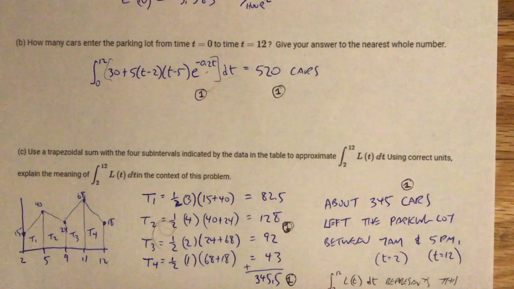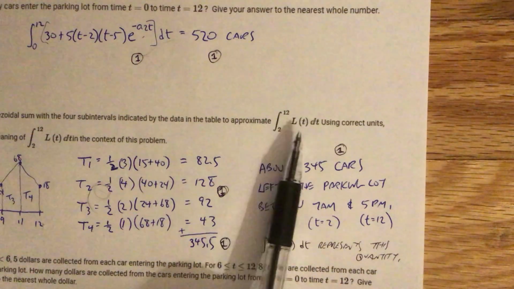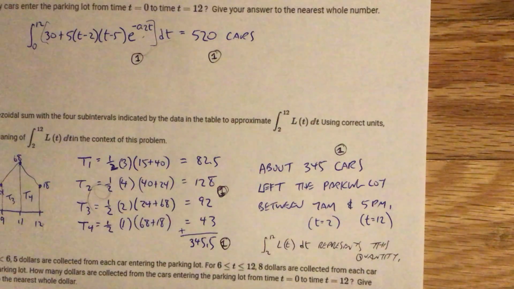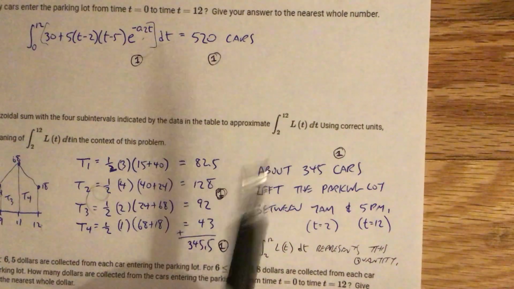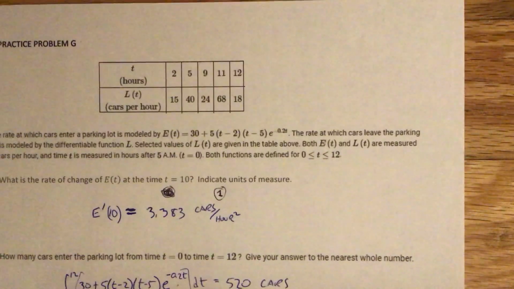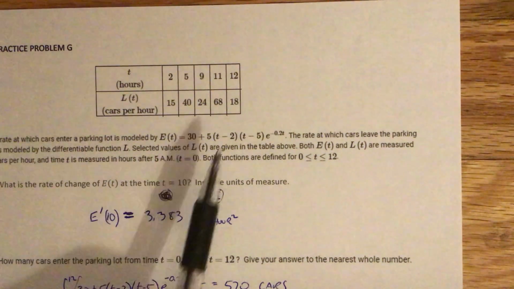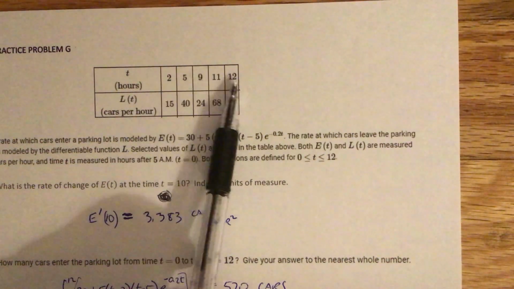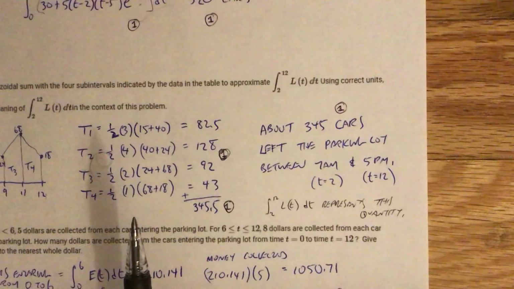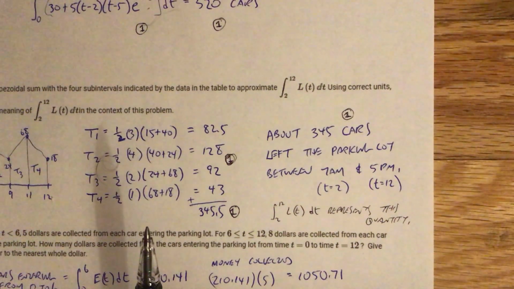Integrating the entry function gives you the total number of cars that entered. Integrating the leaving function should give you the total number of cars that left from time 2 to time 12. And the reason I had to go back and check the interval is that the other function starts at 0, but this one they don't give you the value at 0, so they just ask from 2 to 12, because they can't really go from 0 to 12 without a value for 0.